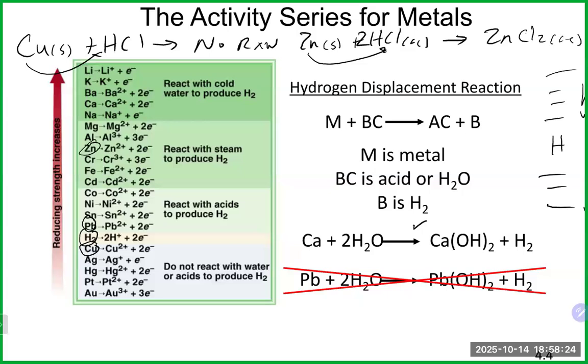So I would say, though, a basic activity series is just that listing of elements. And again, higher will replace lower, lower will not replace higher in that type of single replacement reaction. Any questions on that?